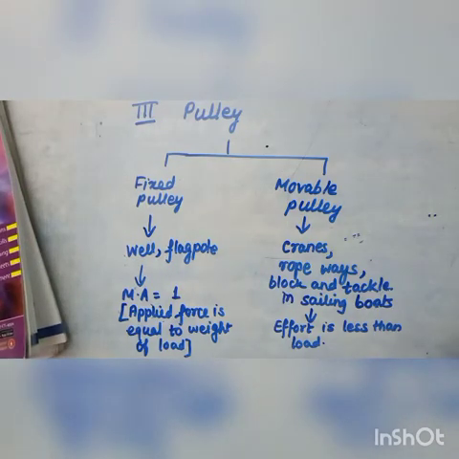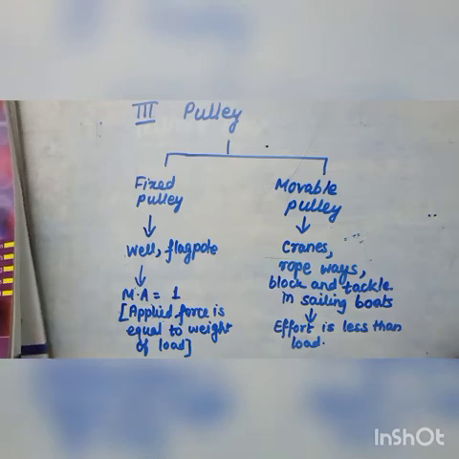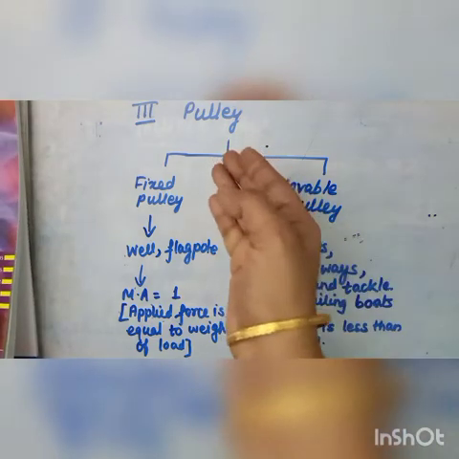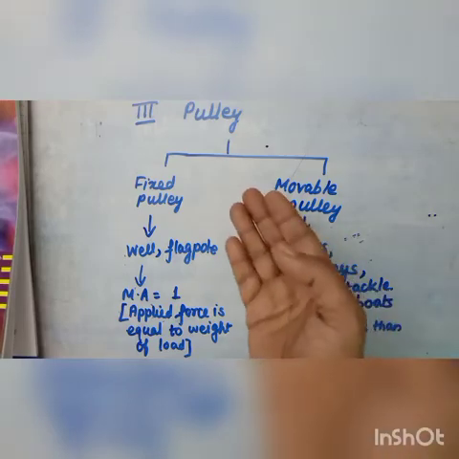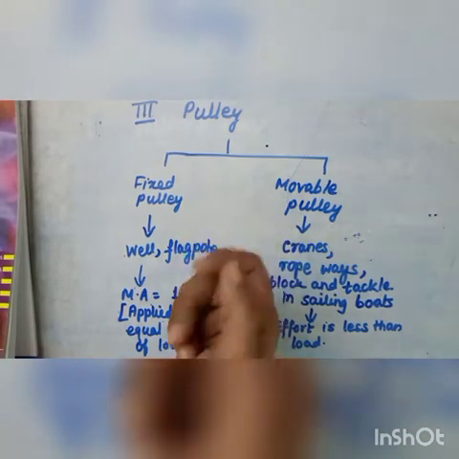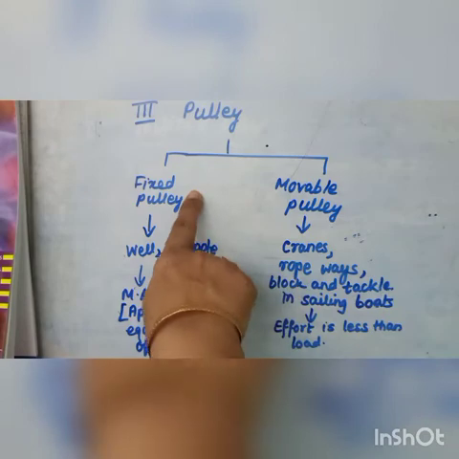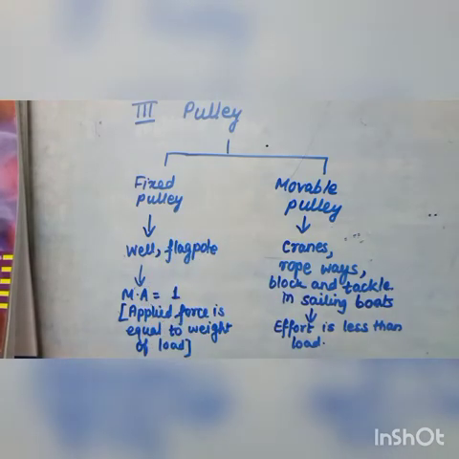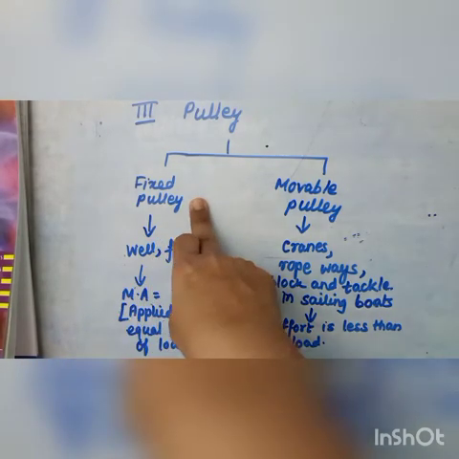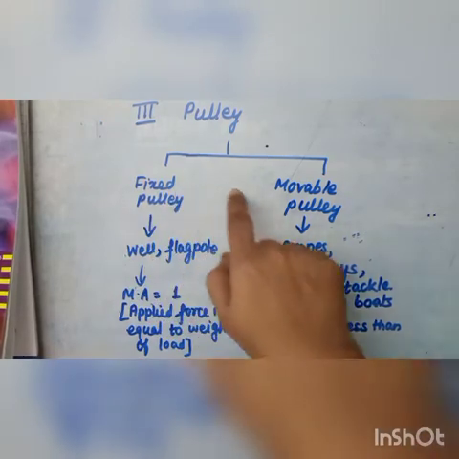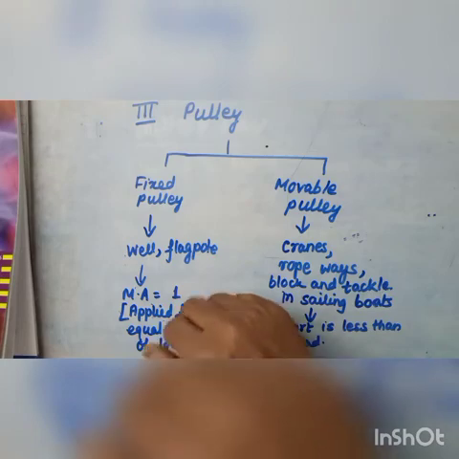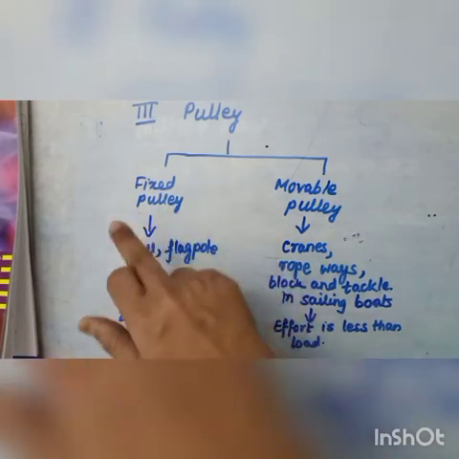नाउ जस्ट सी द थर्ड टाइप ऑफ सिंपल मशीन, pulley. We have already discussed about the pulley, that is it is used in wells and how it works. Okay, now we have two types of pulleys. Now what is two types of pulleys? First is your fixed pulley and second is movable pulley. So from the word itself you can guess that fixed pulley means pulley is not moving.